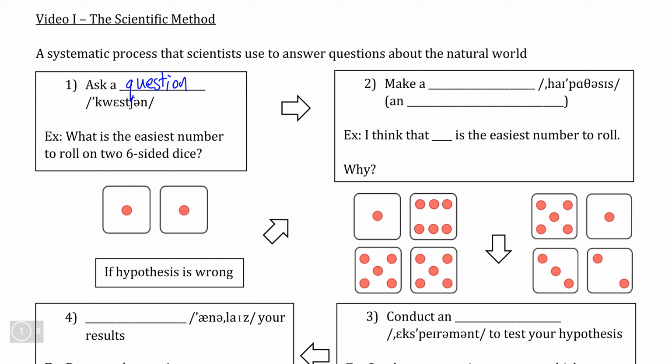In Science 9, it's probably easiest to start off with an example that we can visualize very easily. Let's say that you're rolling a pair of six-sided dice. We want to know what is the easiest total number that we can roll with these two dice. By total number, I mean if we look at these two dice here where we've rolled a 1 with each die, we know that 1 plus 1 is 2. So in this case, the total number of this dice roll is 2.